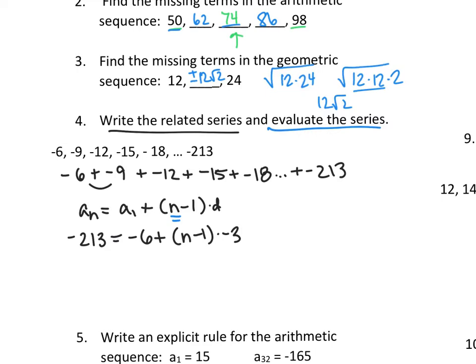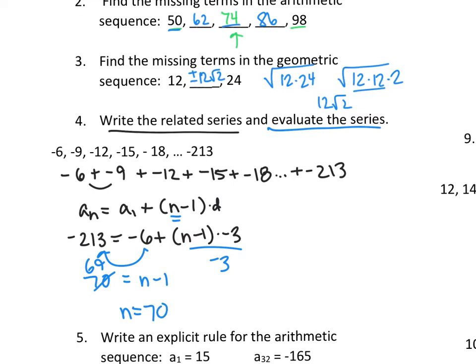So I'm going to add 6 over here. And then I'm going to divide by negative 3. And then at the end I'm going to add 1, so n equals 70. So there are 70 terms in the sequence.